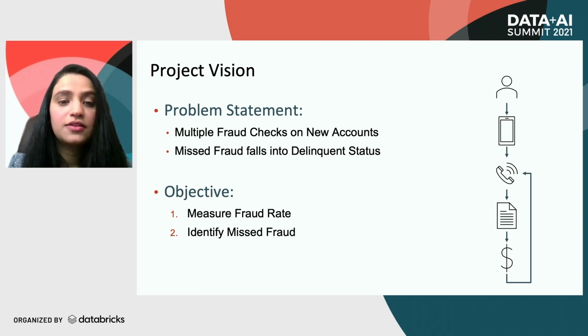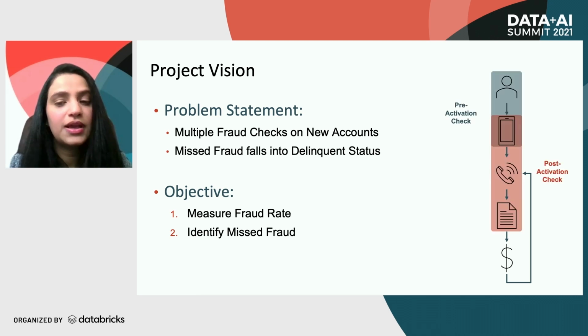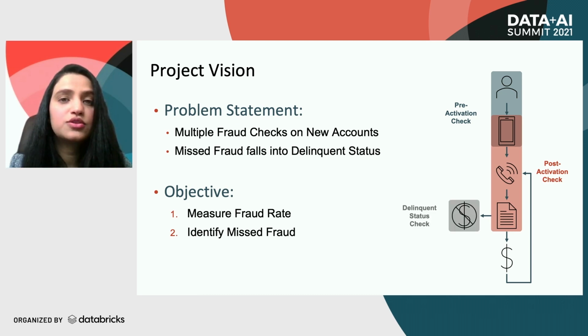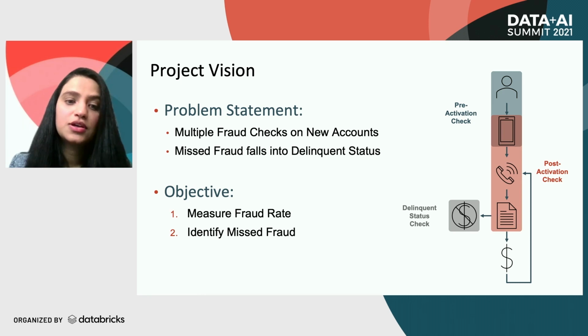During this process, there are various fraud checks that occur both pre and post activation. But if the first payment is missed, the new account falls into a delinquent status. Fraud that has been missed by previous check has a tendency of falling into the same delinquent status. With all of this in mind, the objective of our project was twofold. First, to quantify the effectiveness of our existing fraud measures by estimating the amount of fraud that is in this delinquent status. Secondly, to add another checkpoint to identify fraud that escaped the previous examinations.